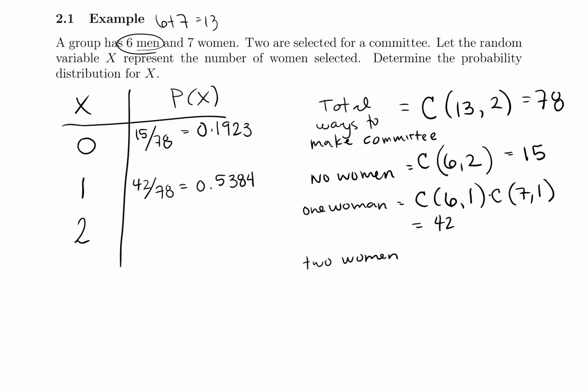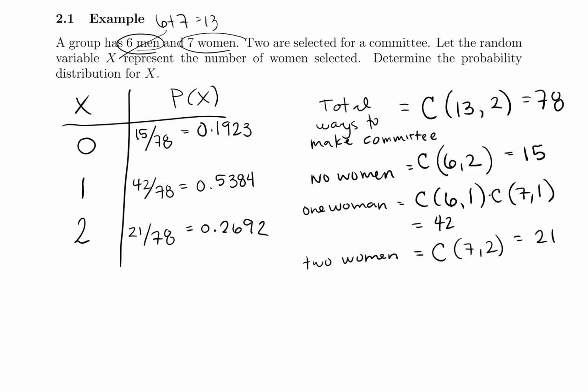And so finally, we want to figure out, how many ways could we make a committee with 2 women? That means that now we've ignored the men and we just select from the 7 women. So from the 7 women, we're going to select 2 of them to be on the committee, and this gives us 21 total. So let's see, 21 out of 78 should give us 0.2692.